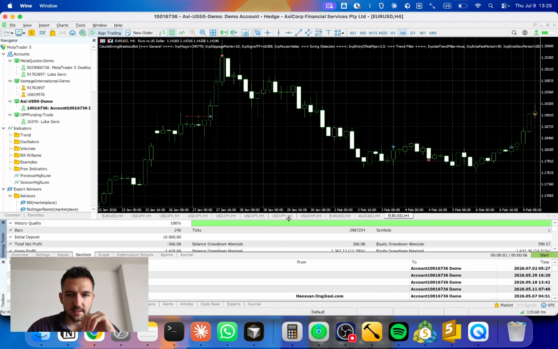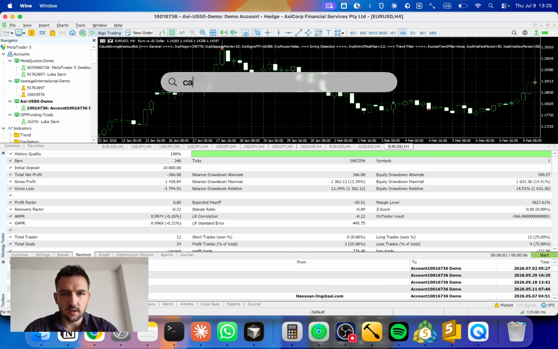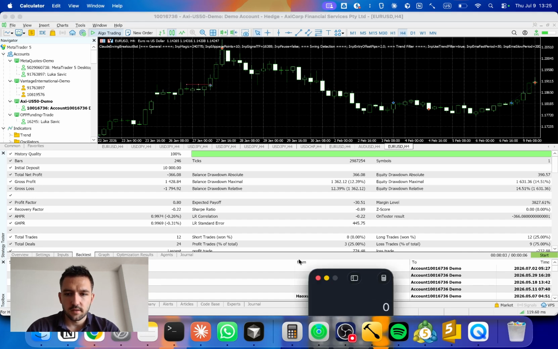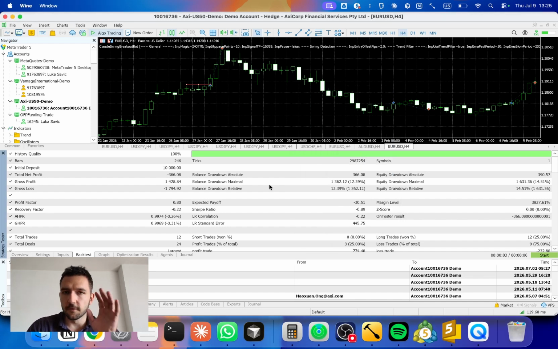So in the backtest, in these 3 months, we actually lost $360 on a $10,000 account. So this is minus 3.5%. We can actually open a calculator and put like minus $366. So this is the first pair that we are backtesting.